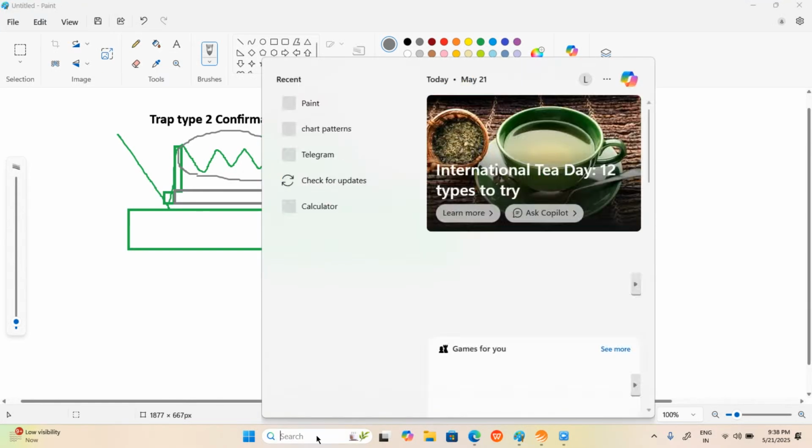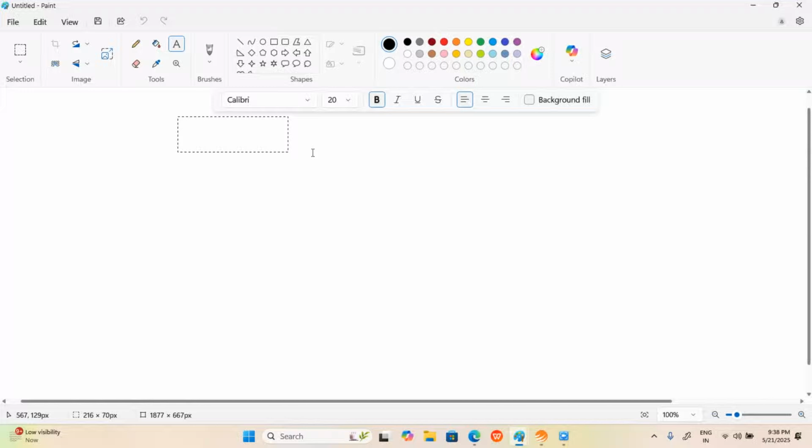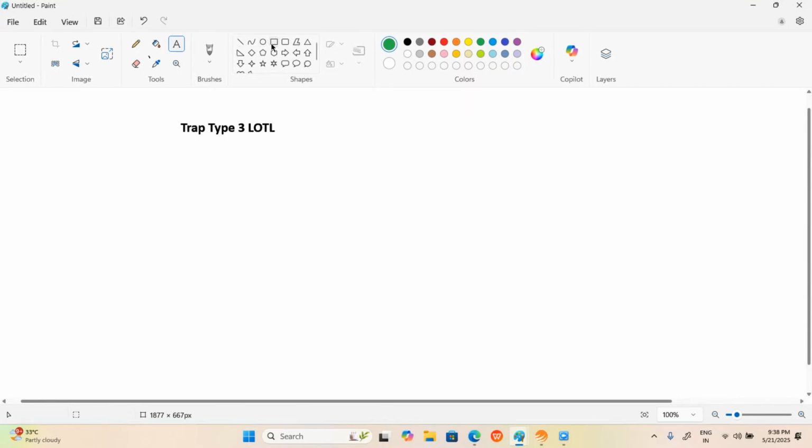Now there is entry trap type 3, that is LOTL. Trap type 3, LOTL. It is humbly requested to please watch this video as much as you can, because these are really important. See, I have done a lot of homework to make you understand. I have to find the pictures, I have to draw the pictures so that I could give you the latest examples, and a lot of hard work is involved. So please, please, please go through it.